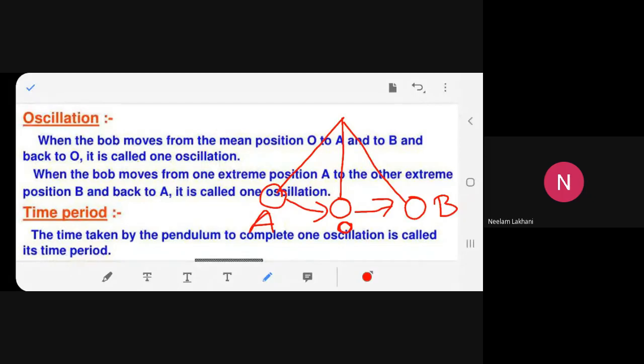And again, so it is going from O to here, then it's coming back, then again it's going to B, and again it is coming to O. So how many movements? This is one movement, then this is two, then three, and then four movements, which is coming back to O. So there are four movements. That becomes one oscillation. What does it become, beta? One oscillation.